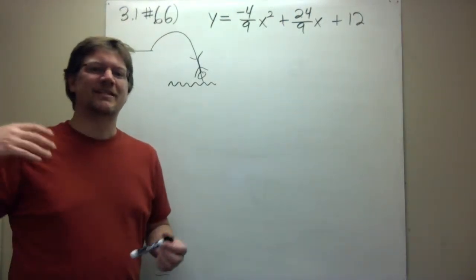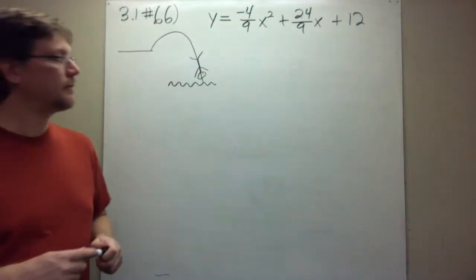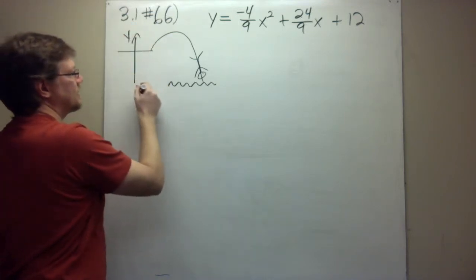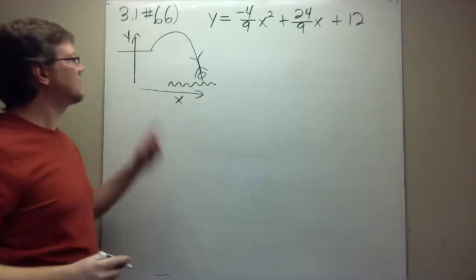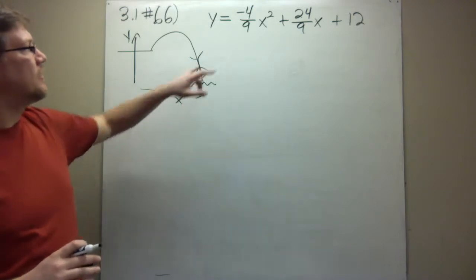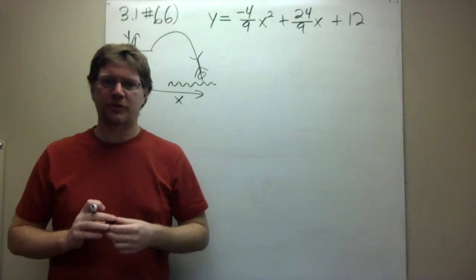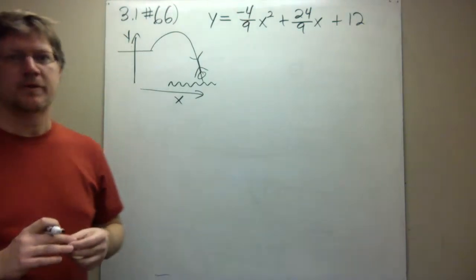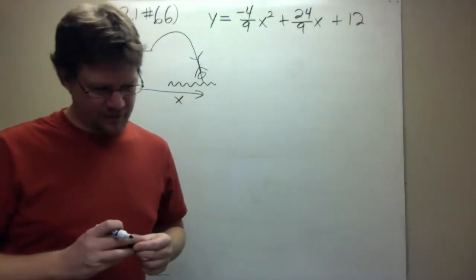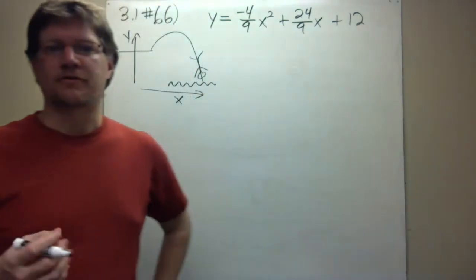Section 3.1, number 66, we are asked to look at this path of the diver. Y is our height, and x is our distance away from where we dove from. Now this equation, y is equal to negative 4/9 x squared plus 24/9 x plus 12. And we are asked to find the maximum height of the diver. It also says to verify it using graphing utility.